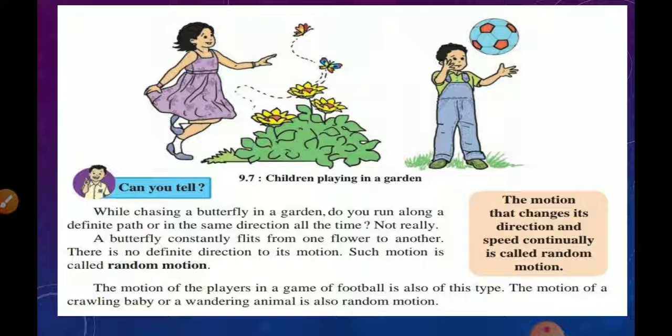The motion that changes its direction and speed continuously is called random motion. Understood? The motion of the player in the game of football is also this type. The motion of a crawling baby or a wandering animal is also random motion. Did you understand? If you have any doubt, note it down. Okay.